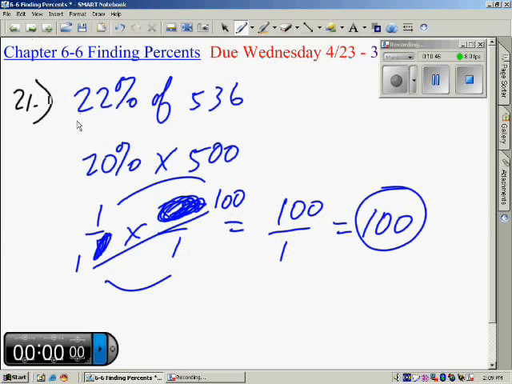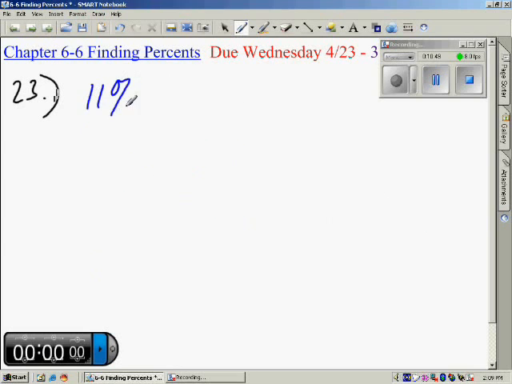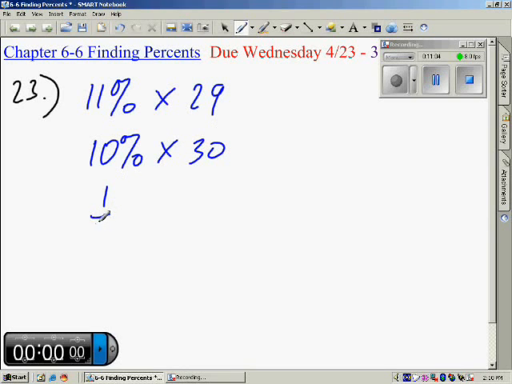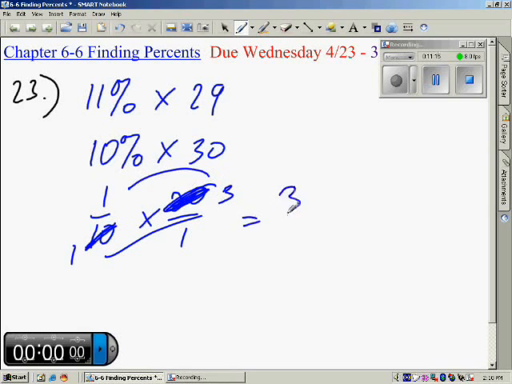Let's go to 23. 11% of 29. I would have chosen 10% of basically 30. You look at 10% and you see 1/10 of 30 over 1. Simplify. 10 divided by 10 is 1, and 30 divided by 10 is 3. Draw your arcs. 1 times 3 is 3, and 1 times 1 is 1. So you get 3 for an answer.